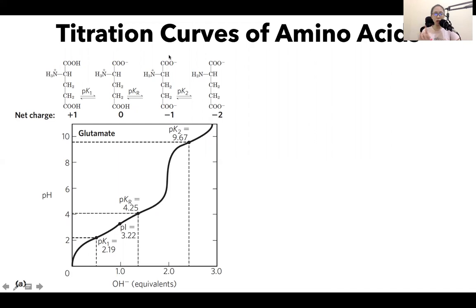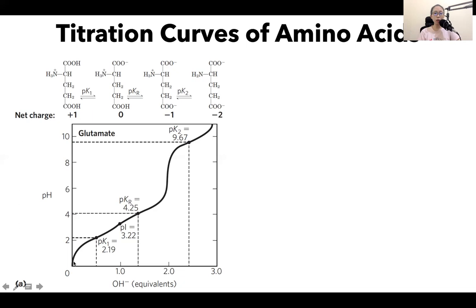so -1. And this time, it's the proton from the side chain carboxyl group, followed by the form which has a net charge of -2. So the proton from the amine group is removed.